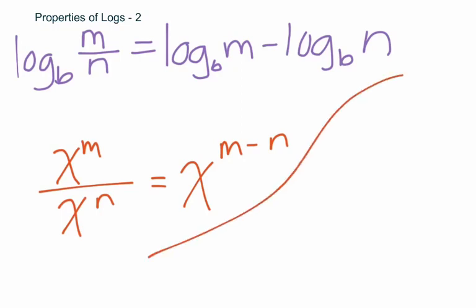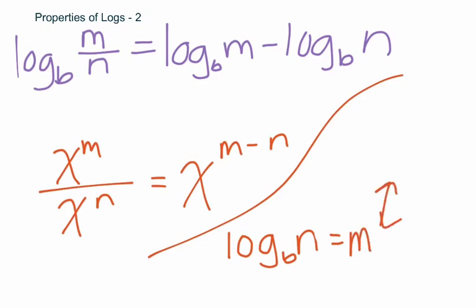And so you saw this on your reference sheet, actually, for your EOC. If you have log base b of n equals m, that can be written as b to the mth power equals n. And so we know that we can take anything that's an exponent and we can write it as a logarithm. So it makes sense that the properties that govern exponents would be similar to the properties that govern logarithms.